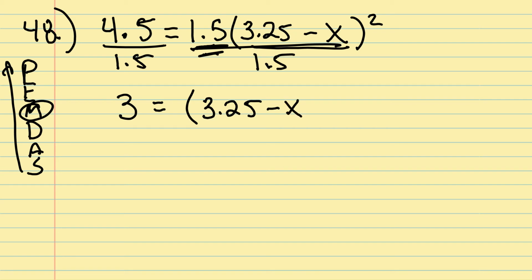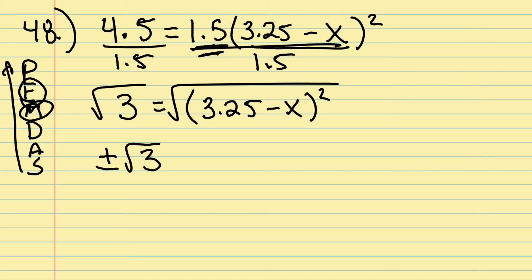So I have 3.25 minus x squared. Now, how do I get rid of the exponent? I square root both sides. So I get plus or minus radical 3 equals 3.25 minus x. Good news is when I finish this, I don't have to worry about breaking down radical 3, as I can give a decimal approximation because they started with decimals in the problem.